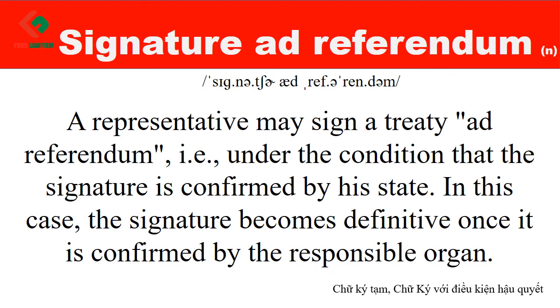Signature ad referendum. A representative may sign a treaty ad referendum, i.e., under the condition that the signature is confirmed by his state. In this case, the signature becomes definitive once it is confirmed by the responsible organ.